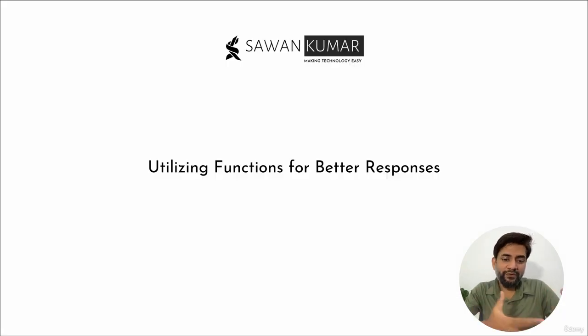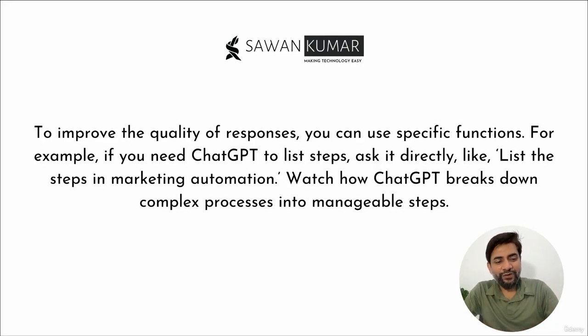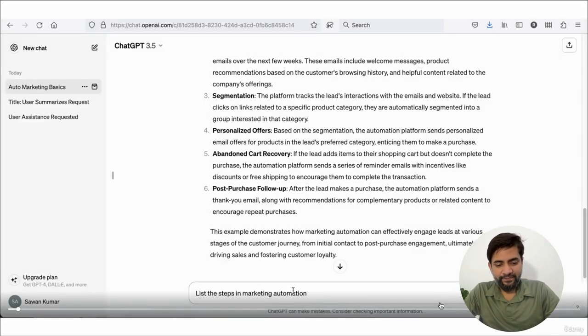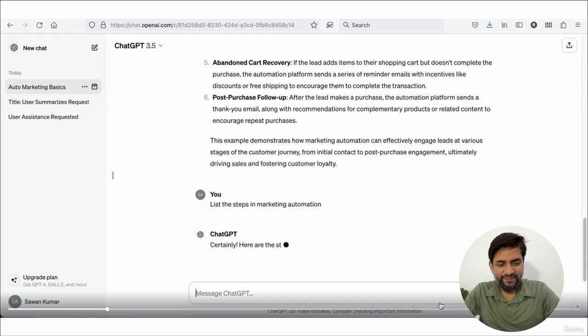Now, what did we just do to utilize functions for better responses? We sent follow-up questions, and that's what we do next. So to improve the quality of responses, you can use specific functions. For example, if you need ChatGPT to list steps, ask it directly, like, list the steps in marketing automation, and watch how ChatGPT breaks down complex processes into manageable steps for you. So, list the steps in marketing automation.